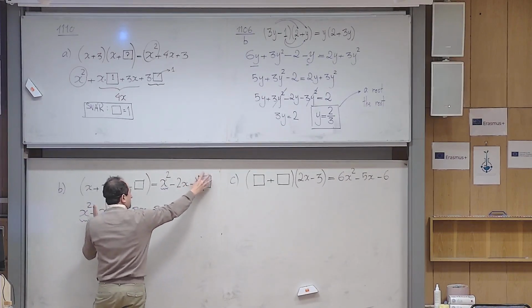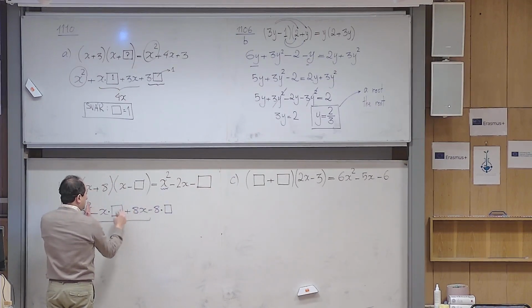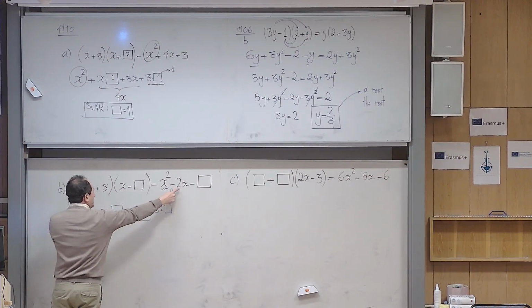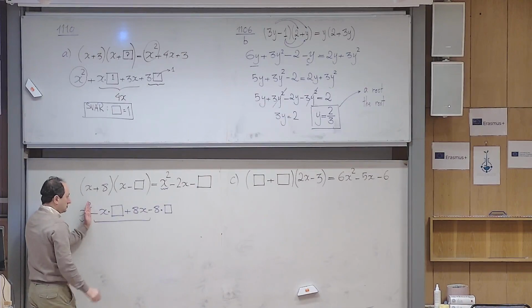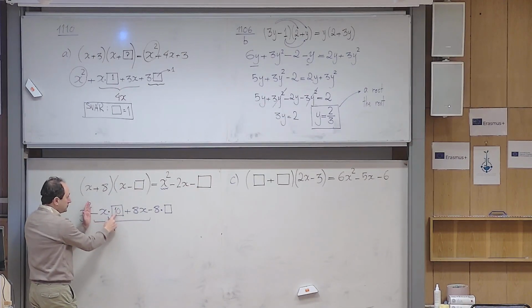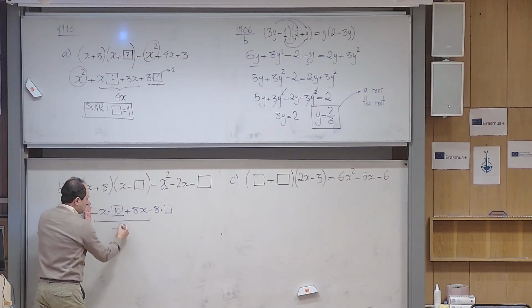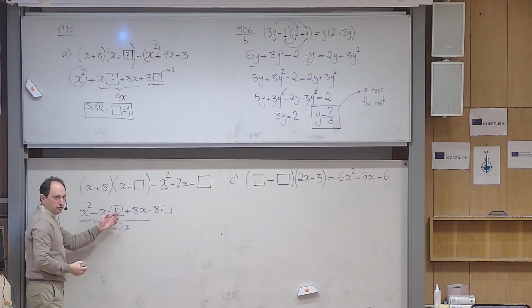Forget about this one, which is a hard one. Forget about that one for the time being. But can you tell me which suitable number I can put here so that after these two are combined, I get that? 10. Do you agree, everyone? Yes. Why? Because if I put 10 here, it is minus 10x, and then I have a positive 8x, so it becomes minus 2x.